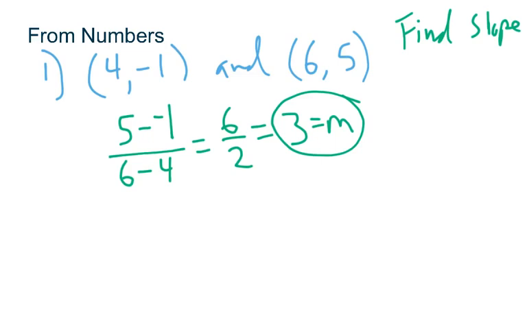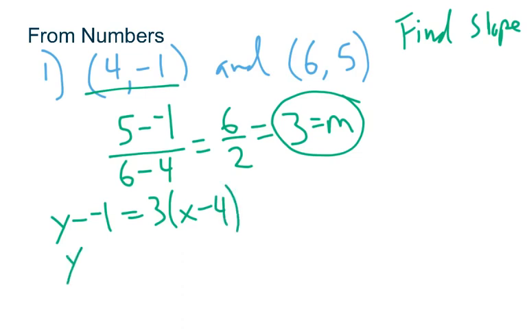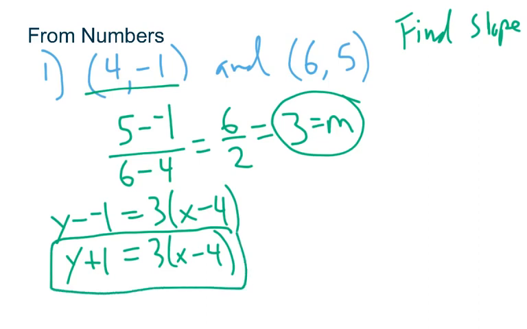And I have two options. I could go with this option right here. So that'd be y minus negative 1 is equal to 3 times x minus 4, which simplifies as y plus 1 is equal to 3 times the quantity x minus 4. And that's the beautiful part about this. You don't need to distribute. We're just putting numbers in places. That is all we're doing. We're not crunching any numbers after the slope, that is.